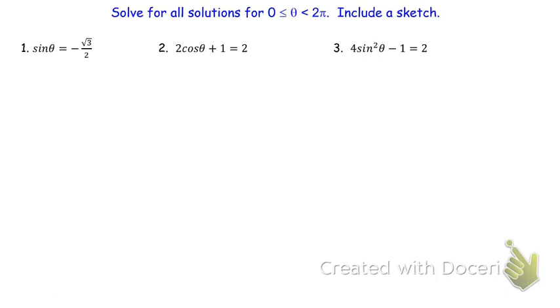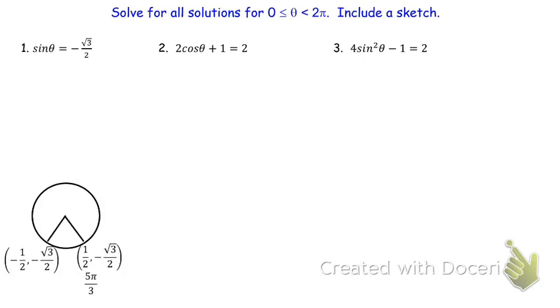From our unit circle, I know that y's are negative in two places, and it's going to be negative root 3 over 2 at either 5 pi over 3 in quadrant 4, or 4 pi over 3 in quadrant 3. This is because those coordinates, negative 1/2, comma negative root 3 over 2, and positive 1/2, comma negative root 3 over 2, both have y values that are negative root 3 over 2's. So both 4 pi over 3 and 5 pi over 3 are solutions to the equation.